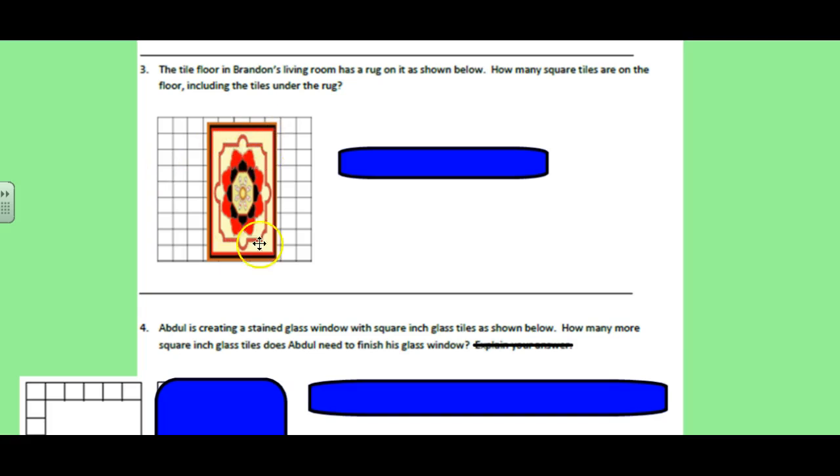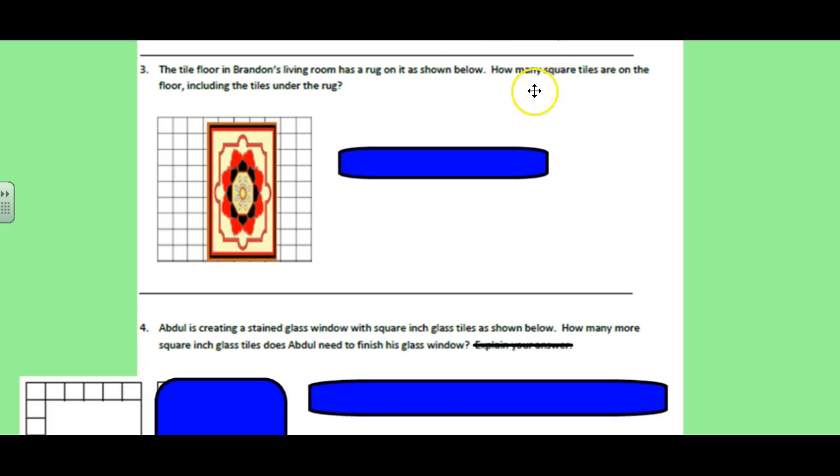So we're just going to have to imagine that this rug wasn't even here, but you can still see what this side length is going to be, and you can still see what this side length is going to be. So just because we can't see what squares are under the rug doesn't mean that we can't find the area, because if we know what this side length is and we know what this side length is, all we have to do is multiply those side lengths to help us find what the area of the rug is.